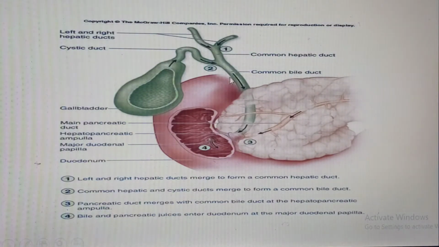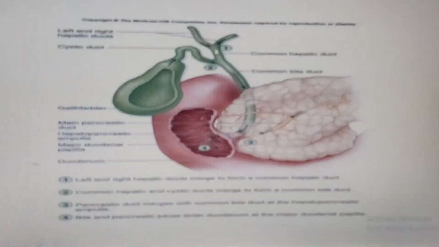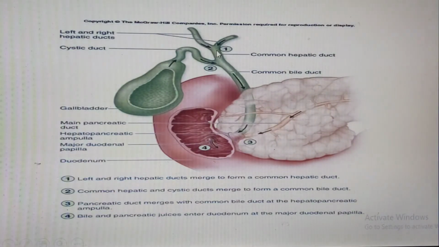Now, this time, what I want you to know is that if I talk about the common hepatic duct, then it's made up of the right and left hepatic ducts. When I talk about the common bile duct, then it is made up of the cystic duct and the common hepatic duct. Please get to know that.